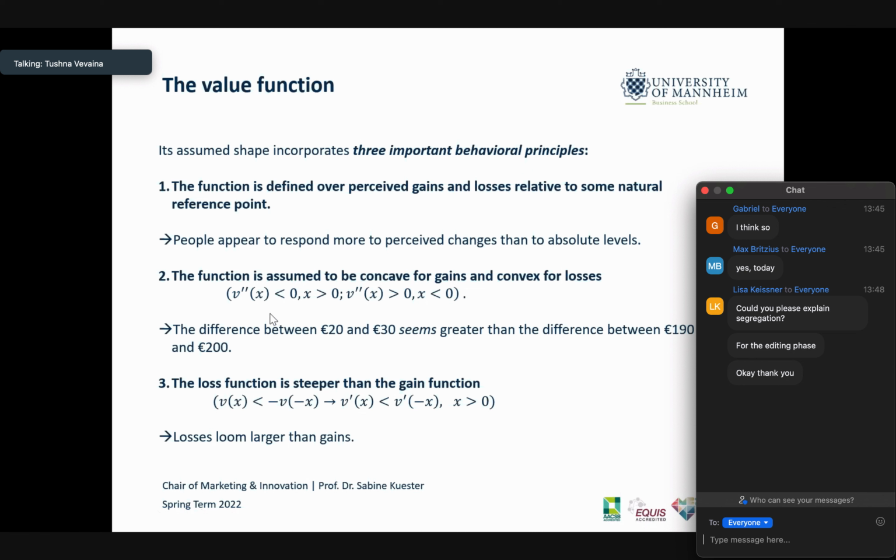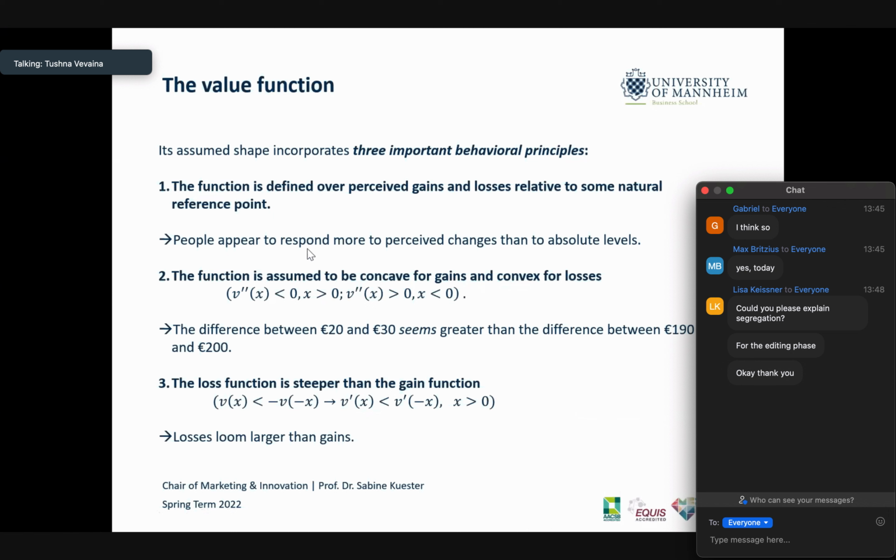Your second value function explains the concave for gains and convex for losses idea. So the example here is you have a monetary value of 30 and 20 versus a monetary value of 200 and 190. Now the absolute difference between both is 10, but the difference between 20 and 30 seems much greater than the difference between 190 and 200. And that's why you may describe it as, okay, I'm seeing it percentage wise or whatever you see it as, but that's how consumers react to situations like these.